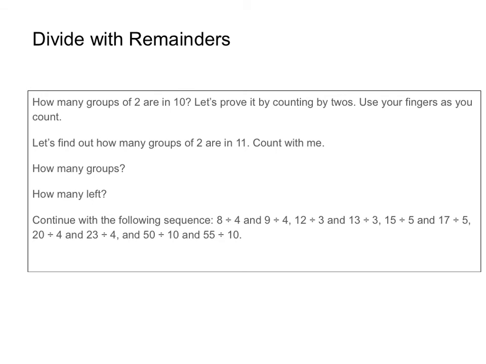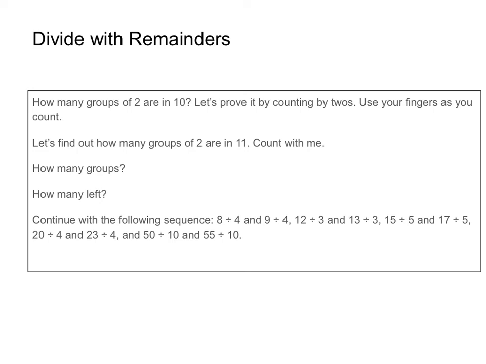Alrighty, the last thing that we're going to do, again, we're going to count on our fingers. You can't see my fingers, but I think you all know how to count on your fingers. So the first question here is, how many groups of 2 are there in 10? And you probably all said 5. So you're going to prove it by counting by 2. So you're going to use your fingers, and 2, 4, 6, 8, 10. Well, yes, I put up 5 fingers. I can see there are 5 groups of 2 in 10.